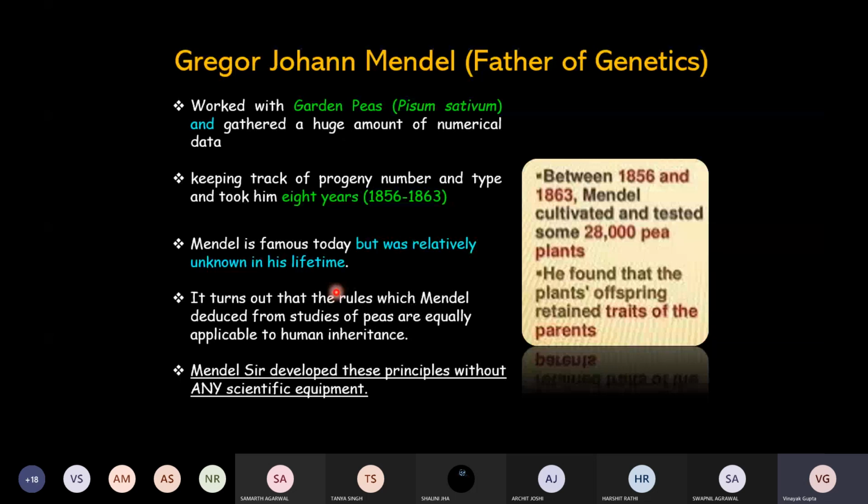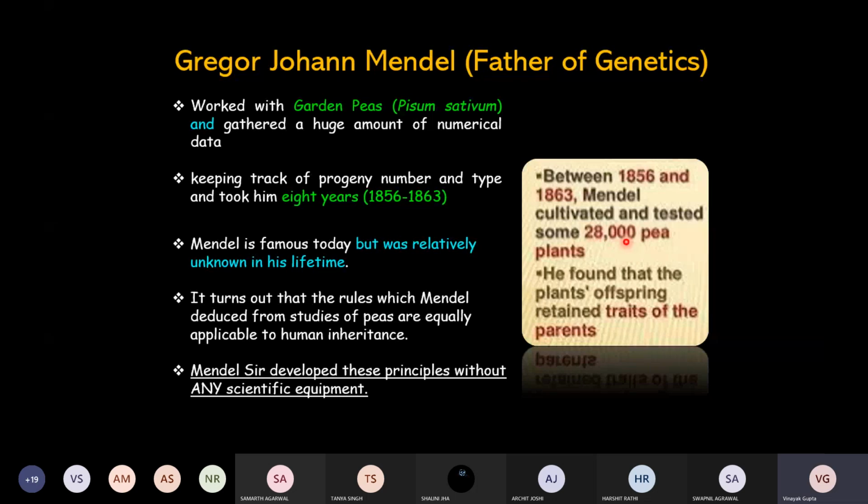So he used to do breeding experiments in the garden which was next to the church in which he was working. He worked from 1856 to 1863. He did the breeding experiments on the plant for 8 years, and you can see how many plants he handled, 28,000.